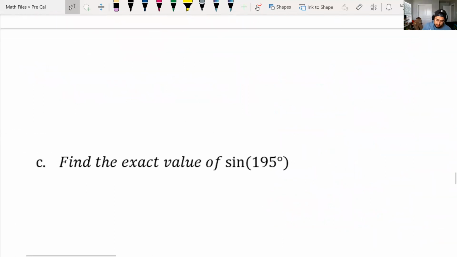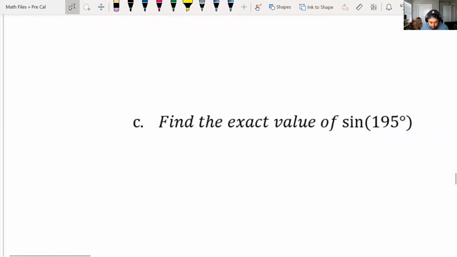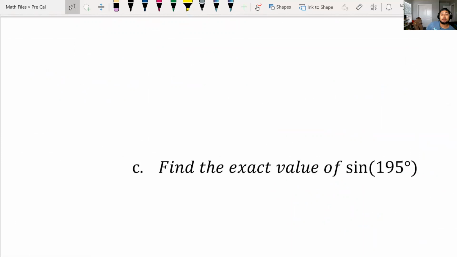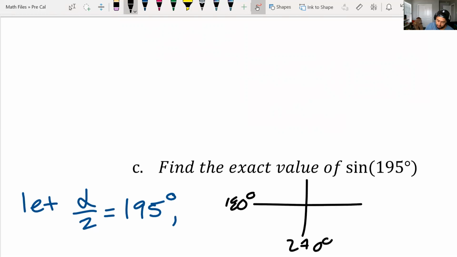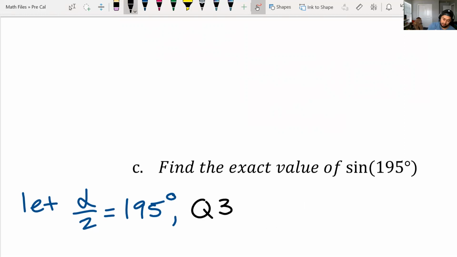Let's keep moving. Let's keep working these the same. Find the exact value of the sine of 195. So again, let alpha over 2 equal 195 degrees. Now, what quadrant is 195 in? Well, here's 180. There's 270. So 195 has to be in quadrant 3. Okay. So this is in quadrant 3.